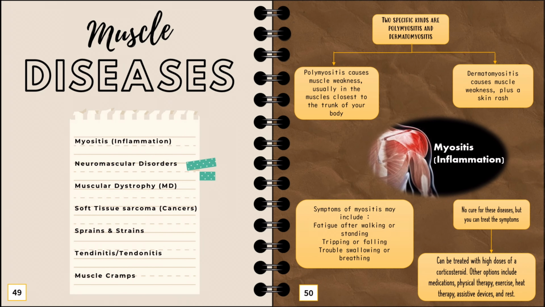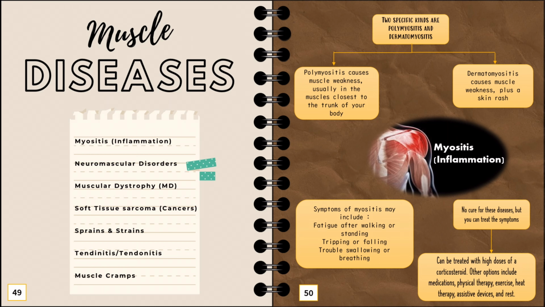Now we proceed to muscle disease. We have a few examples of muscle disease, which are myositis, neuromuscular disorders, muscular dystrophy, soft tissue sarcoma, sprains and strains, tendinitis, and muscle cramps. Here is the first example of muscle disease, which is myositis.